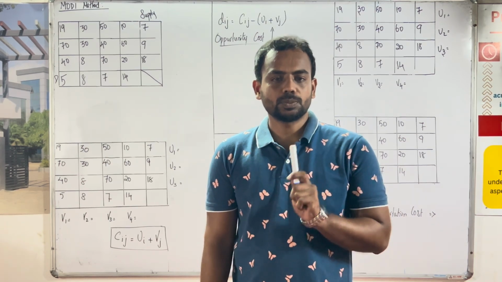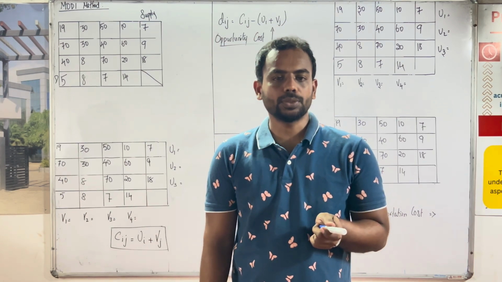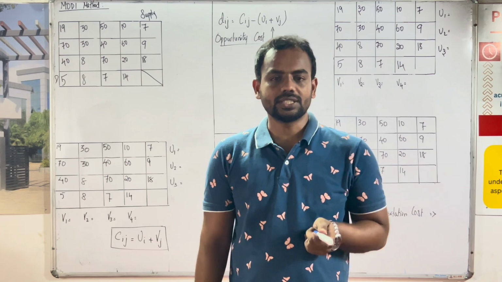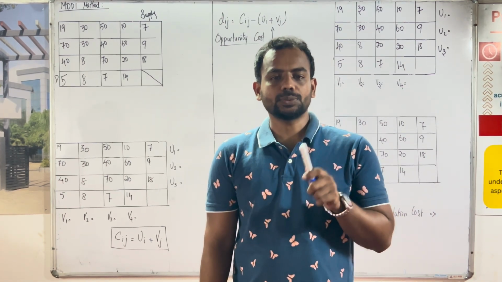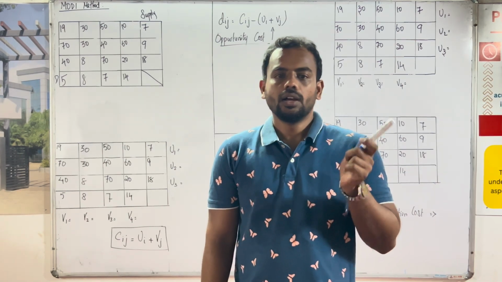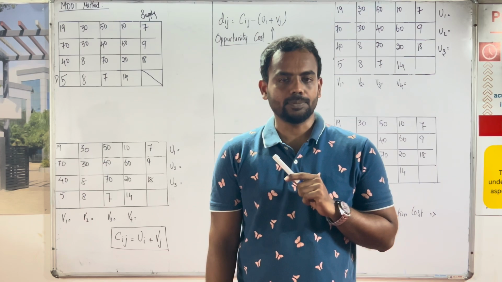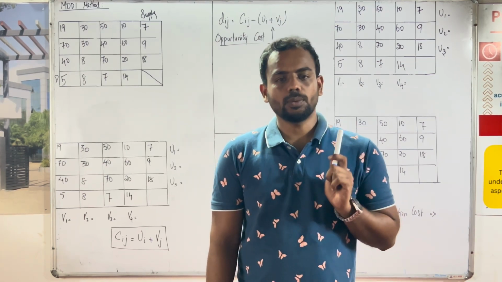Once we complete the problem by Vogel's approximation method, we need to find out the opportunity cost. Based on the opportunity cost, certain allocations will change, and then we will get an optimized answer. Among the transportation methods, Modi gives the best optimized answer. So let us solve the problem and understand how to solve the Modi method.